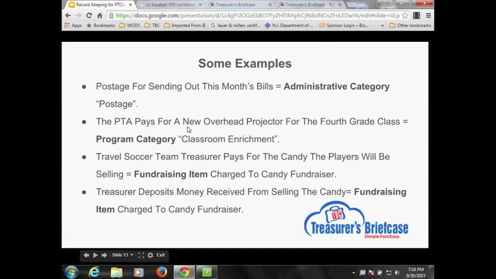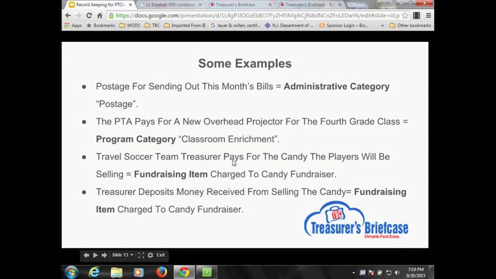In this example, the PTA pays for a new overhead projector for the 4th grade class. This would be a program category expense. The sole reason a PTA exists is to support the classroom and the teachers. So this expense would be a program category expense. We would recommend putting it to a category called classroom enrichment.